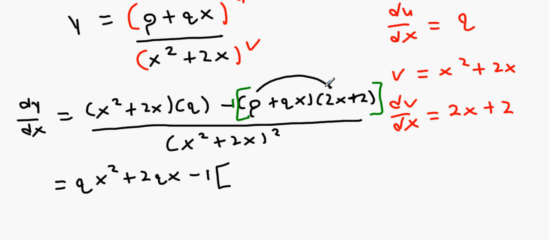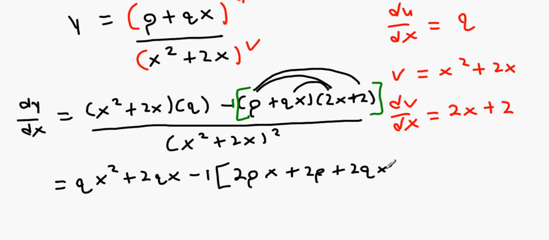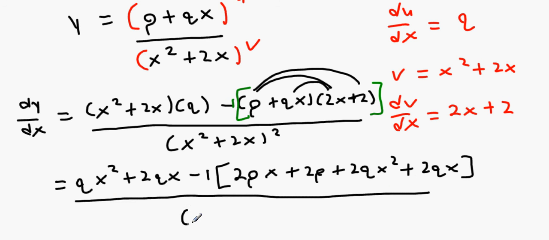That's 2px. And then p multiplied by plus 2 is plus 2p. And then qx multiplied by 2 is 2qx squared. And then what we know then is 2qx multiplied by 2 is plus 2qx. Okay? And all of this divided by (x squared plus 2) squared.